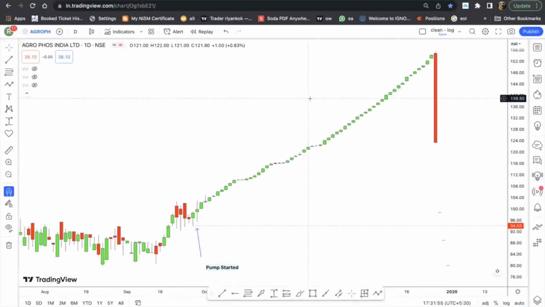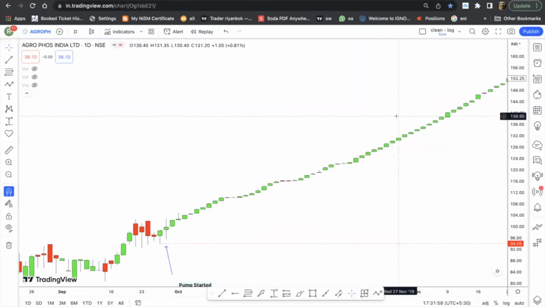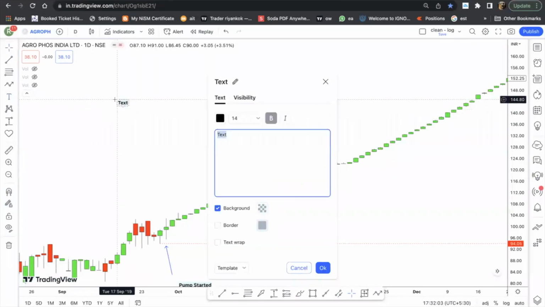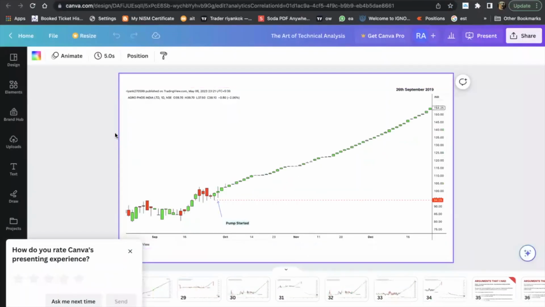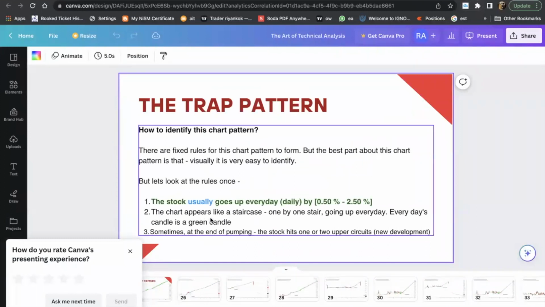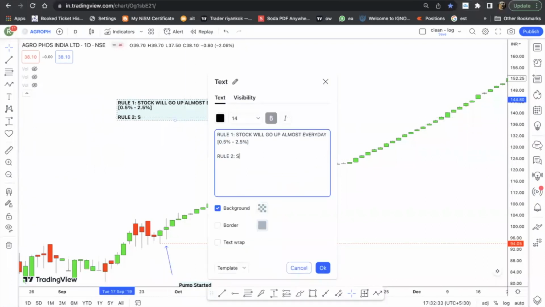And what was happening back there was that, okay, the rules are being identified here. What were the rules? Once again, let me walk you through very quickly. Rule number one was that the stock will go up almost every day, and by what percentage will it go up? 0.5% to 2.5%. Rule number two: the chart appears like a staircase, going up one step at a time. This is rule number two.